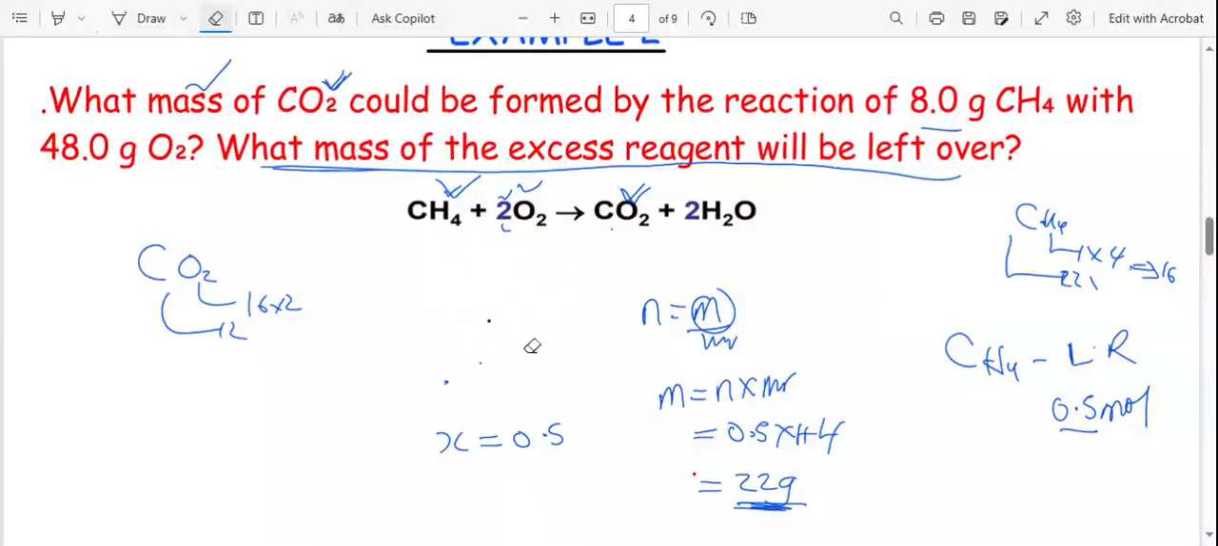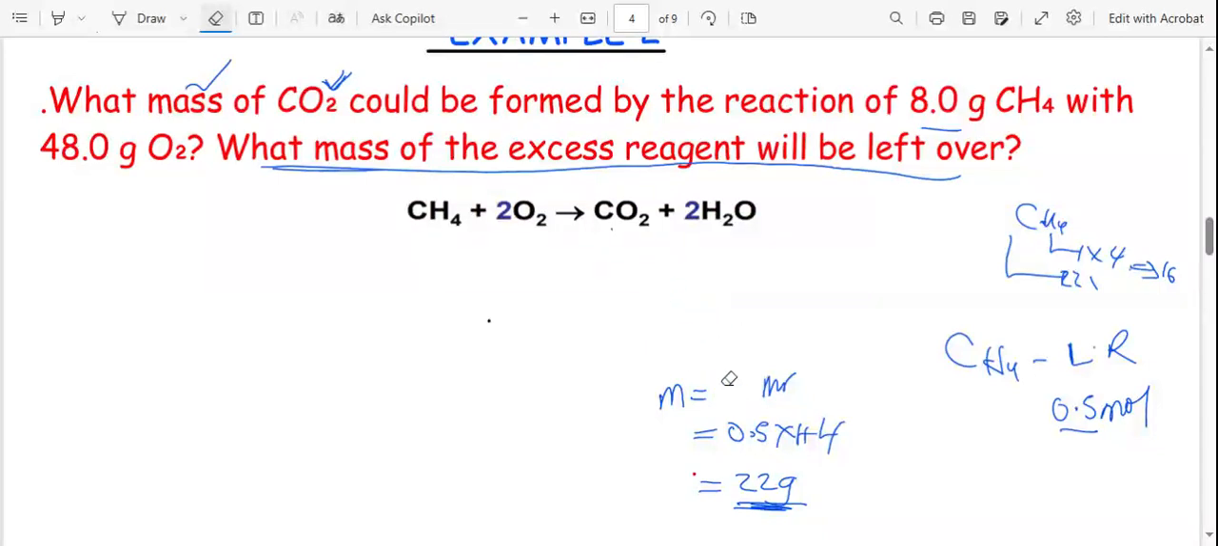So how do we calculate this one? Again, we'll refer the limiting agent to what they have asked us, which is what mass of the excess. So the excess we have is the oxygen, because the limiting agent is the CH4. So the excess is the oxygen.